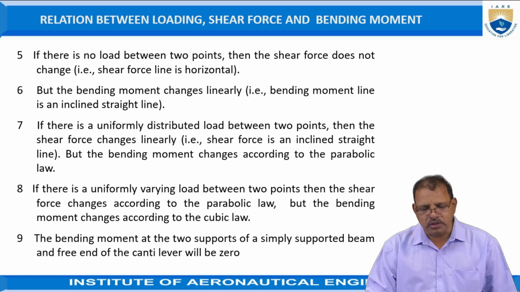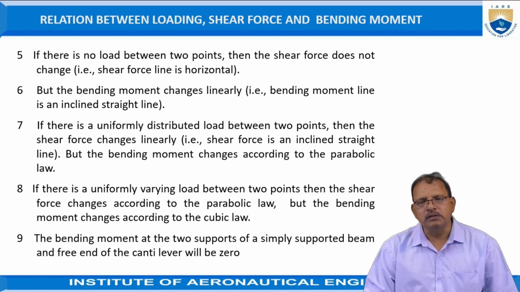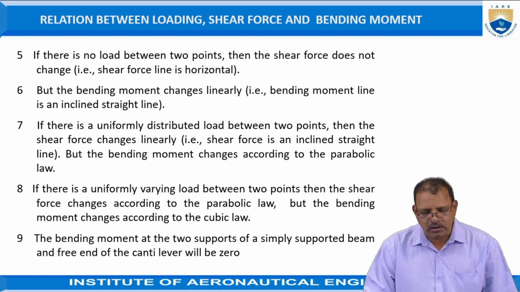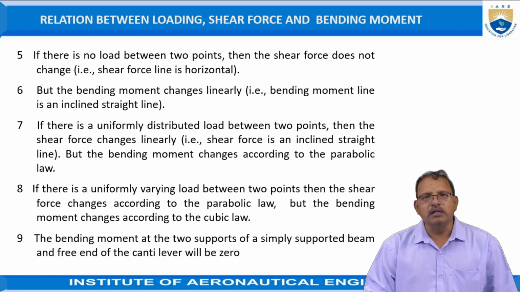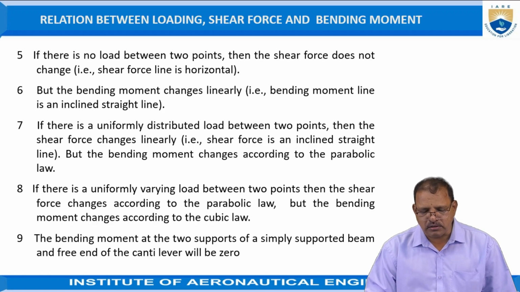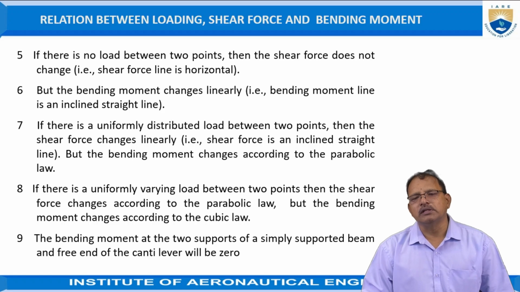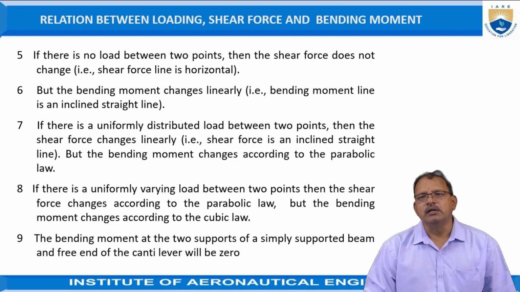If there is a uniformly distributed load between the two points, the shear force changes linearly, that is, in the form of inclined straight lines, but the bending moment follows a parabolic curve because it is proportional to the square of the distance. We will explain this in problems later using uniformly distributed load. If there is a uniformly varying load between the two points, then the shear force changes according to the parabolic law, but the bending moment changes according to the cubic law.